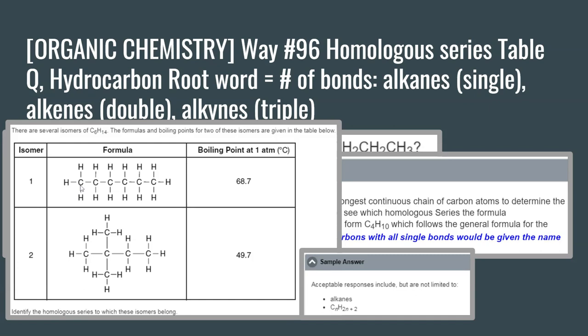Notice you can figure out what type of compound this is. 1, 2, 3, 4, 5, 6 means that this is a hexane because it has 6 carbons connected in a row, and it has the root ane because they're all single bonds.